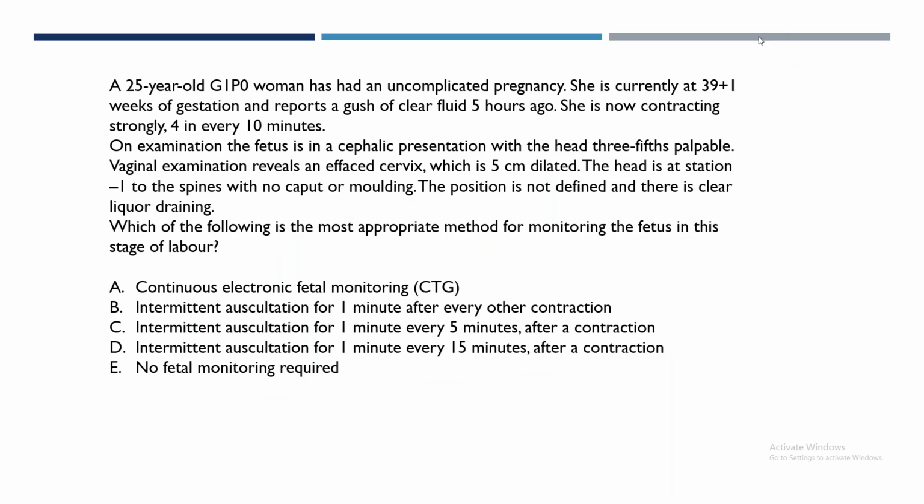So this is the first question. Type the answer in the chat box, okay? Don't tell the answer, type the answer in the chat box. A 25-year-old Gravida 1 who has an uncomplicated pregnancy. She is 39 weeks 1 day. She has a gush of clear fluid 5 hours ago. She is contracting strongly, 4 in 10. Fetus is cephalic, head 3/5 palpable. Vaginal examination: effaced cervix, 5 cm, head is -1, no caput, no molding. Position not defined, clear liquor draining. So how are you going to monitor this fetus?